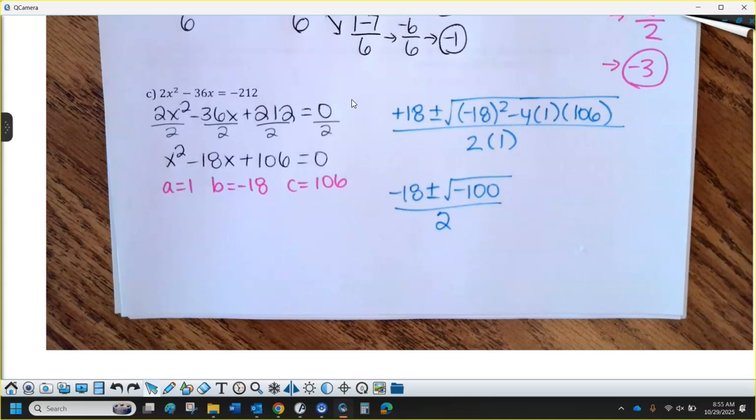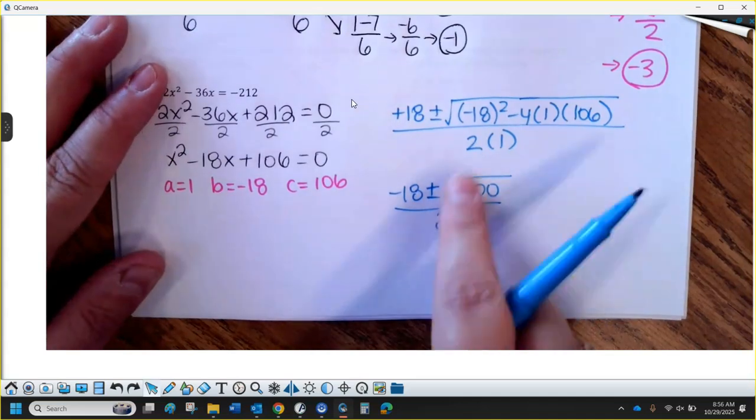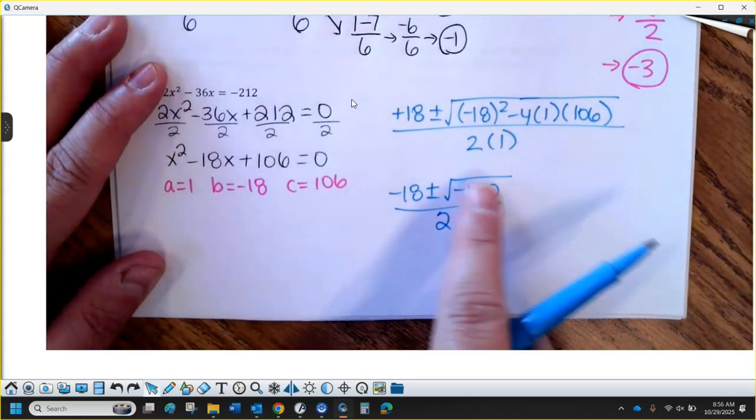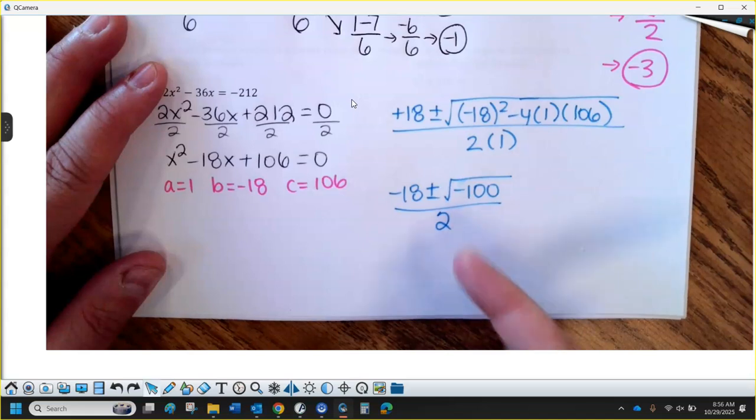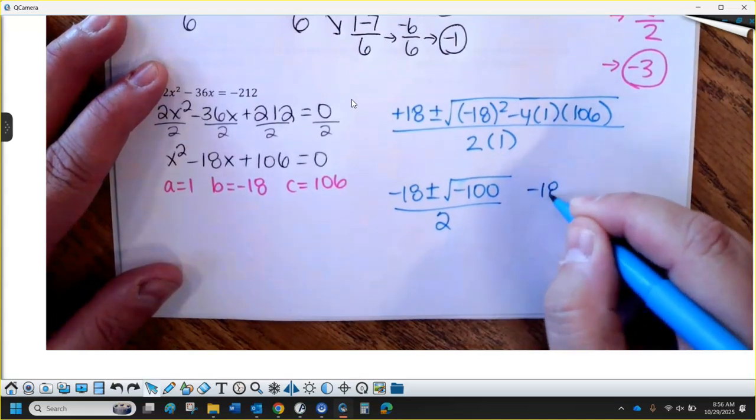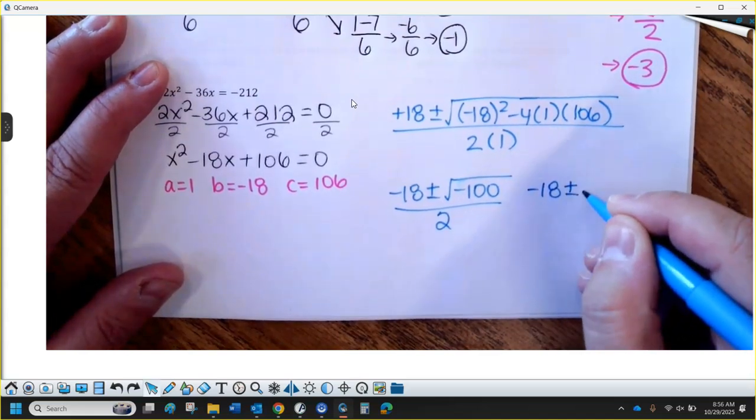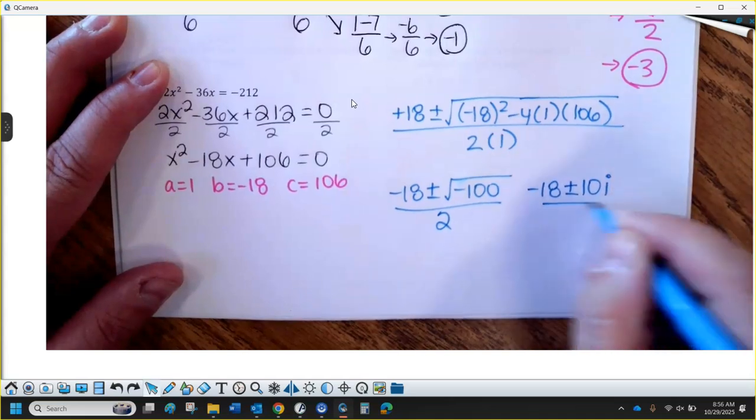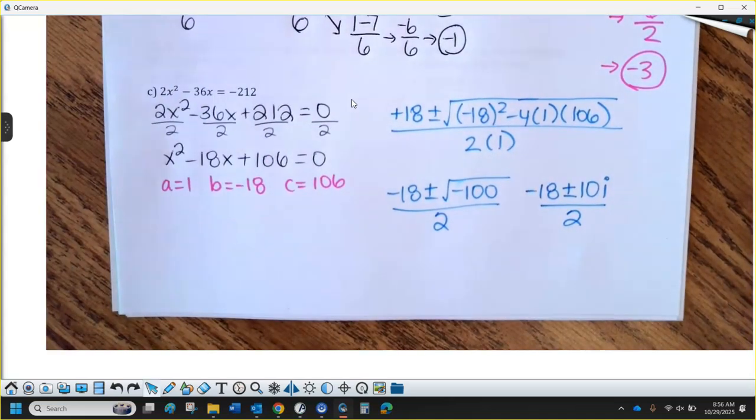Okay. What would you write as the square root of negative 100? 10i. Okay, just remember, if you have a negative under the square root, automatically it's going to be an i. But that's a perfect square in imaginary land, because 100's a perfect square. You just put an i next to it. Okay, now, negative 18 plus or minus 10i over 2.